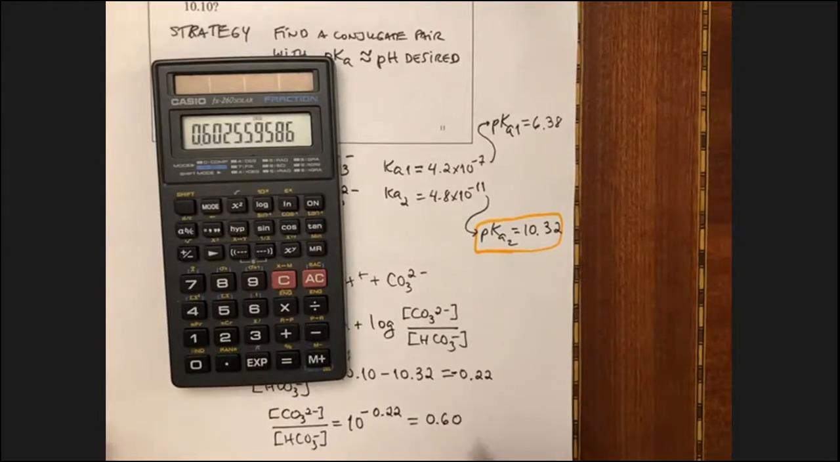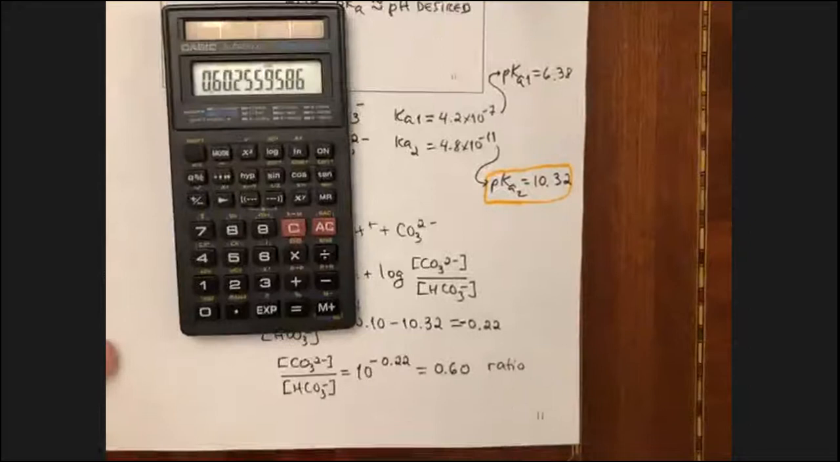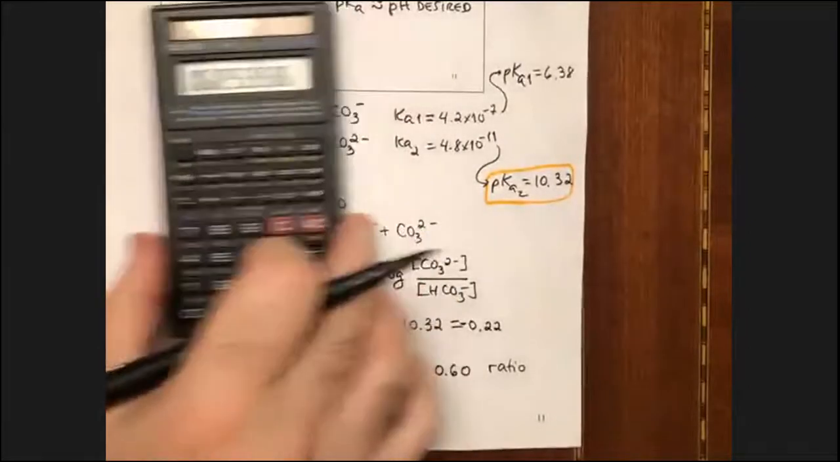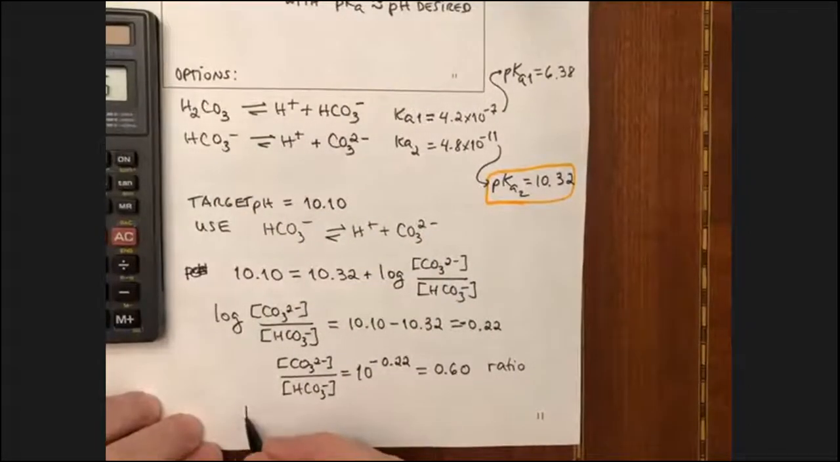Now remember, this is a ratio, correct? This is a ratio. So I'm saying that the concentration of sodium carbonate is going to have to be a little less than the concentration of bicarbonate. So let's propose a possibility.